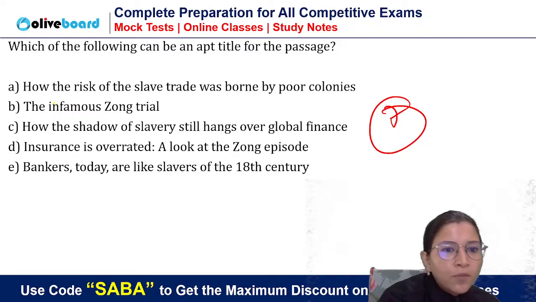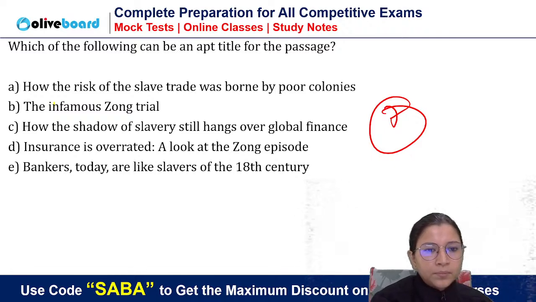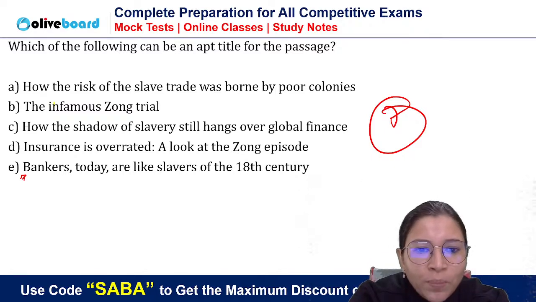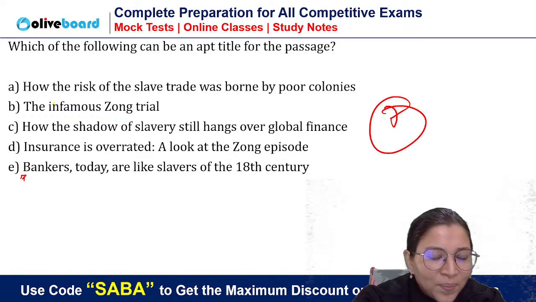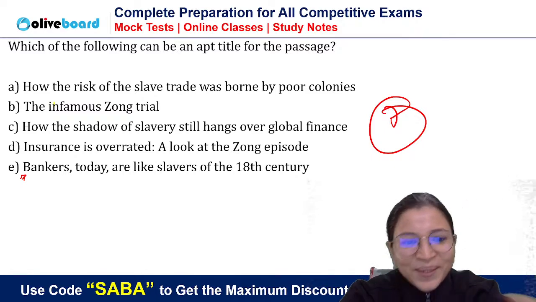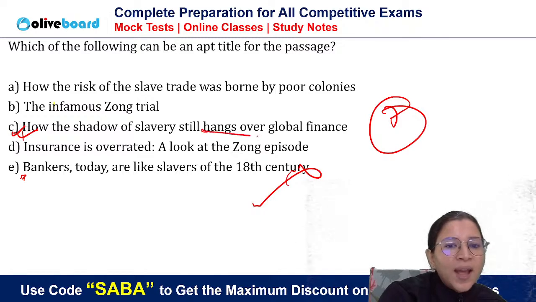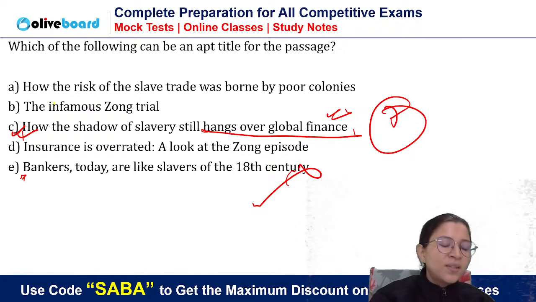The last question: what can be an apt title for the passage? See this one. Malnourished means poor nourishment, thin and weak. Malnourished we call poor. See the last option: bankers today are like slavers of the 18th century. Yes, how the shadow of slavery still hangs over global finance. So this is basically that slavery started this financialization and it is present in this. So yes, the answer is C.